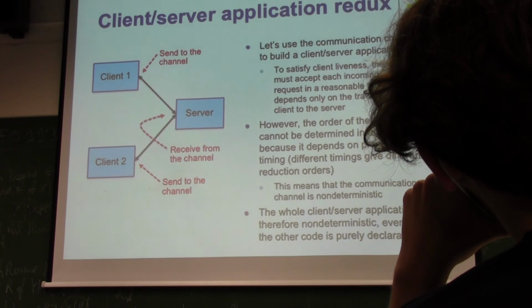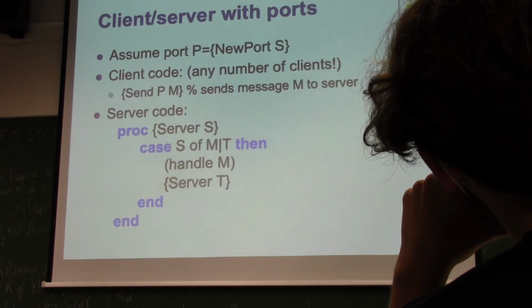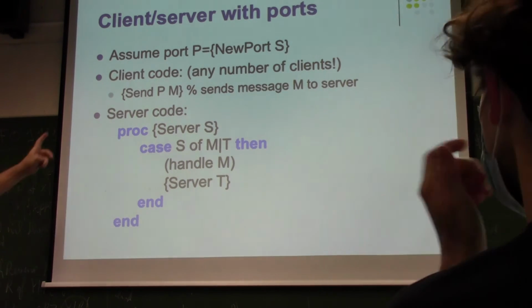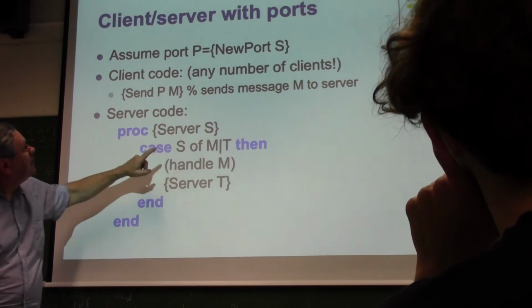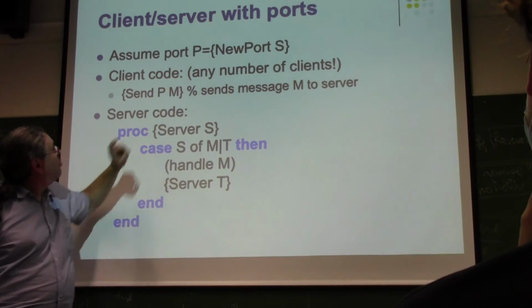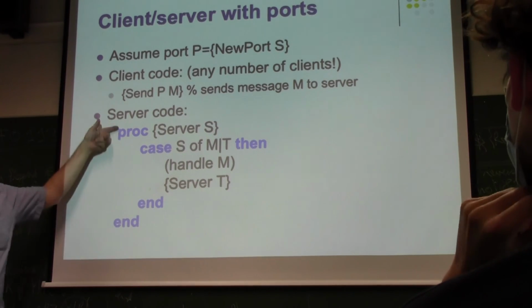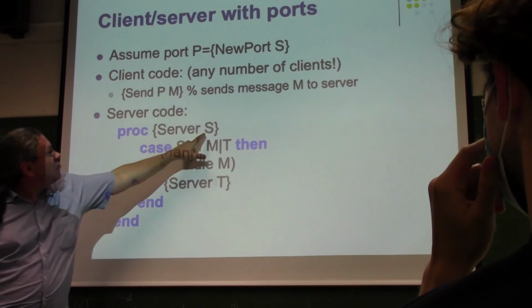So if you look at the client server now, I can give you the code. So here's the code. It's so simple. So I create a port. Each client will do a send, M to the port. And the server is just a loop that reads the stream.